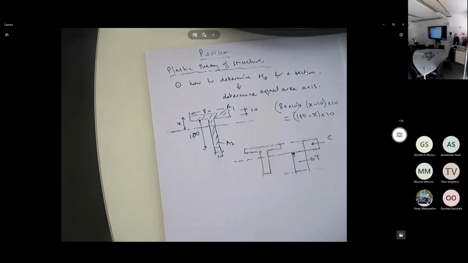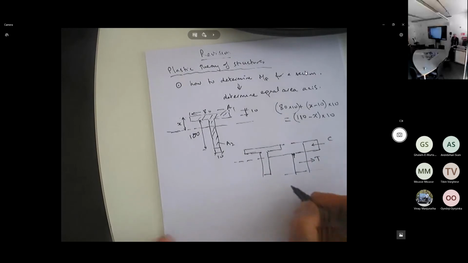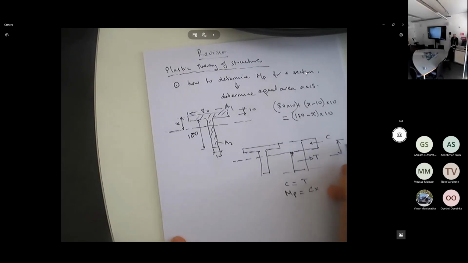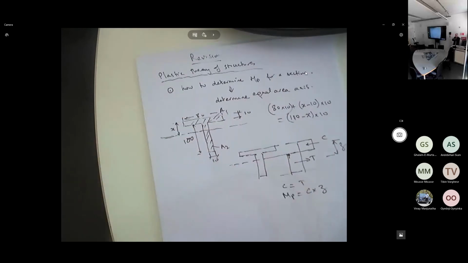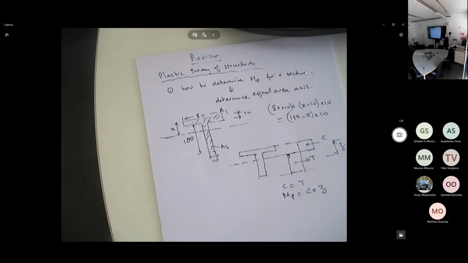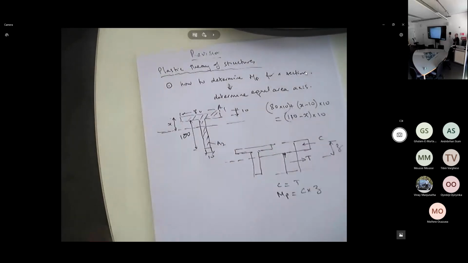Is that clear? But that will give you your MP. So you determine C and T, and then your MP will be C or T times this distance. And that's what we did, all right? And you can do this for a channel, T-shape, I-shape, regardless, okay? Always you go for the equal area axis, and that will give you the stress distribution diagram at plastic, and then you can determine C and T from geometry, and hence you can get MP.